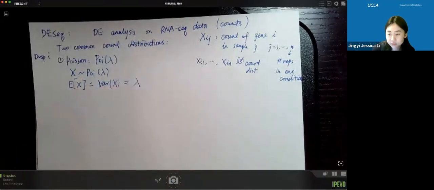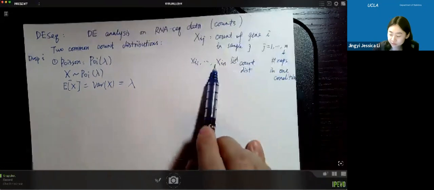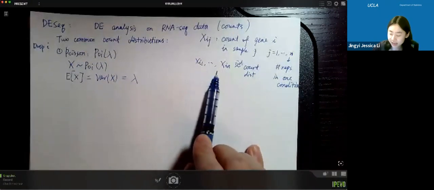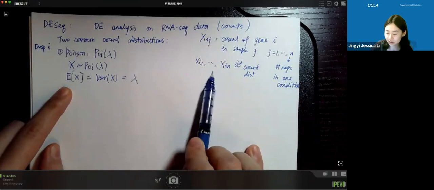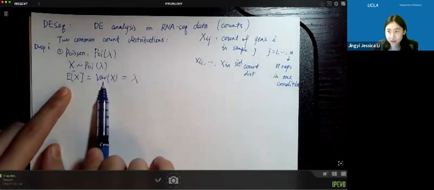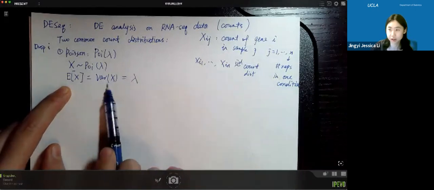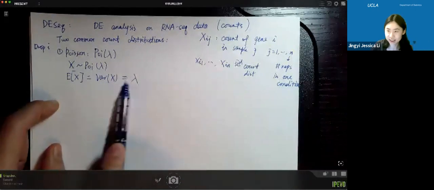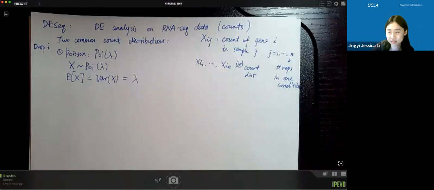But clearly, this is a very strong requirement, and it may not fit your data well. For example, let's say you have n data points. You can easily compute their average as an estimator of the mean. You can compute their sample variance as an estimator of the variance. And if you see the two numbers differ a lot, then you are not satisfying the assumption of Poisson. But why is Poisson so popular?